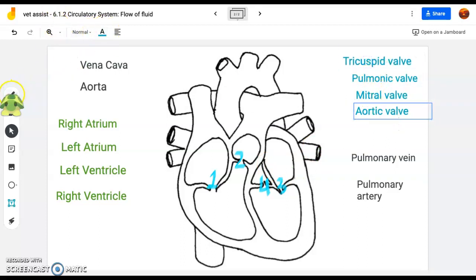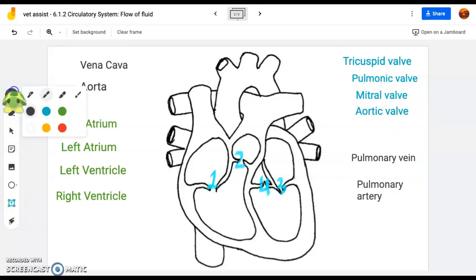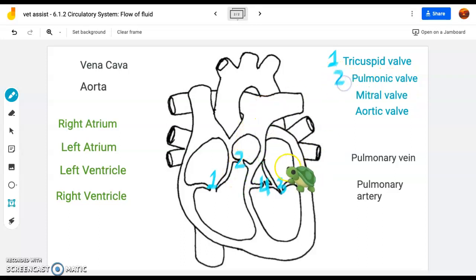So I'm going to go ahead then and number those. So I'm going to do my blue, and I'm going to do the highlighter. So tricuspid is first. Pulmonic is second. Mitral is third. And then aortic is going to be the fourth valve.